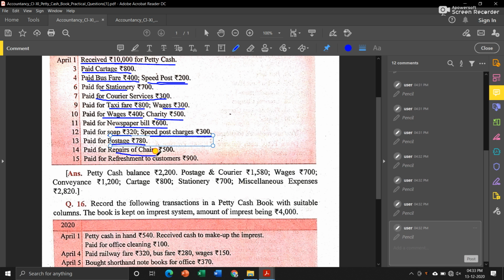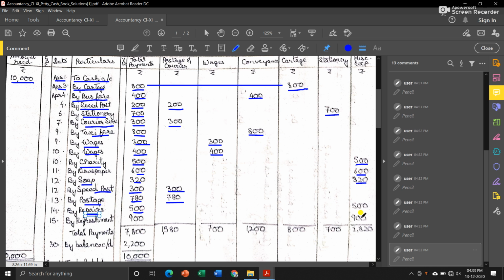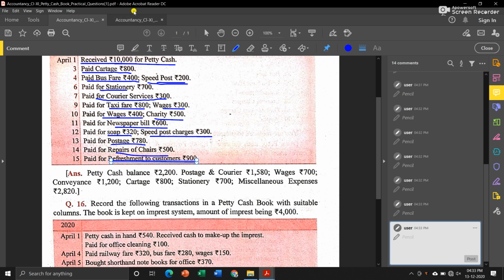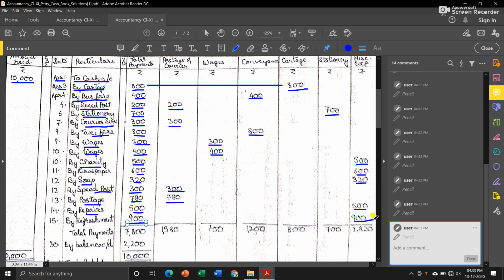Then next we have paid for repairs, we have paid for repair of chairs 500, so we will write by repairs 500, and since we don't have any individual column, we will write it down in the miscellaneous expenses column. Then at last we have paid for refreshment to customers rupees 900, so that also will come under the miscellaneous expenses column.